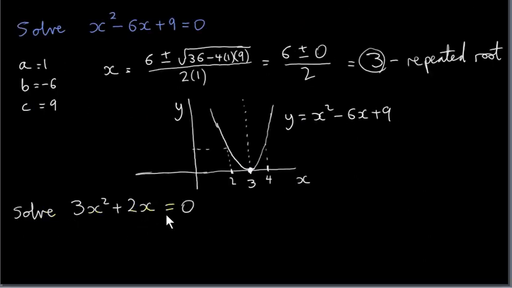Solve 3x squared plus 2x equals 0. Notice that in this example there is no constant term. C is equal to 0. Now the easiest way to solve a quadratic equation where c is equal to 0 is to factorize x out of both of these terms.